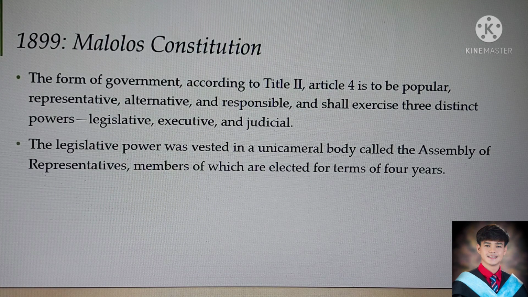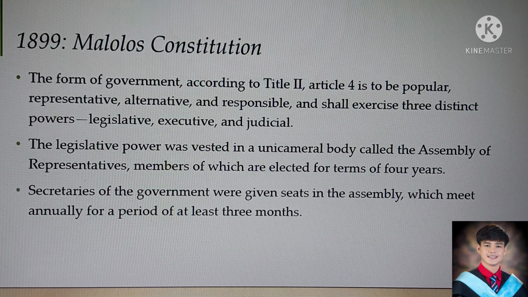The legislative power was vested in a unicameral body called the Assembly, representative members of which are elected for terms of 4 years. So, every 4 years yung kanilang tenure of office. Itong mga tinatawag na Assembly of Representatives or sa modernong pananalita, mga congressmen.